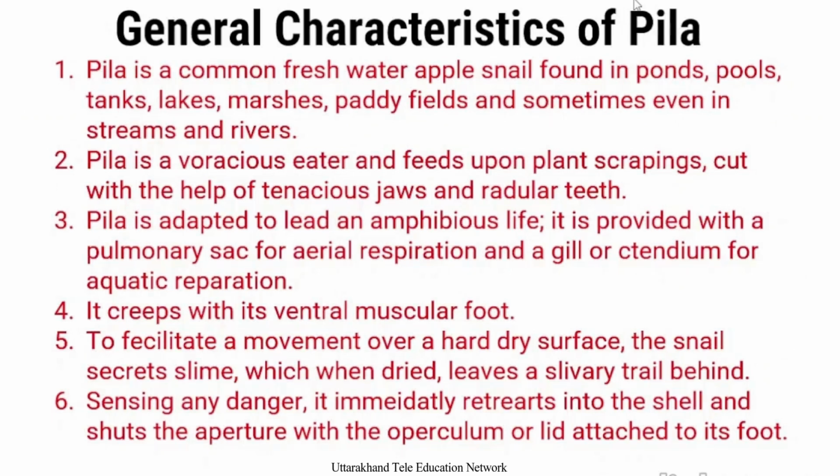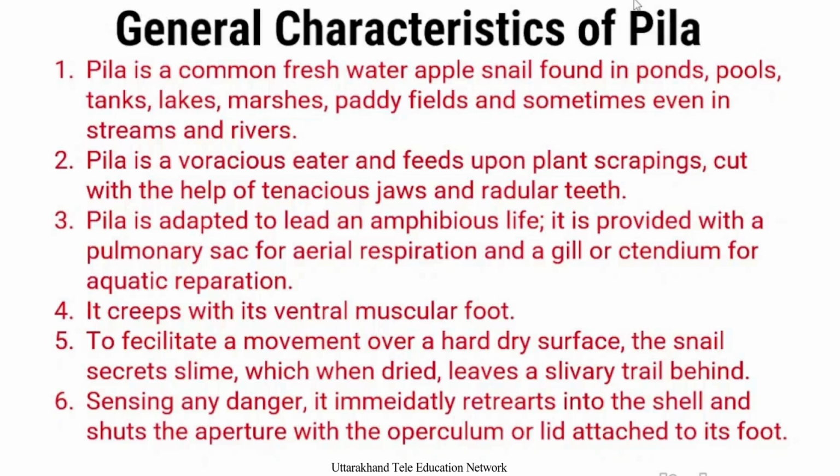General characteristics of Pila are: Pila is a common freshwater apple snail found in ponds, pools, tanks, lakes, marshes, paddy fields, and sometimes even in streams and rivers. It is a voracious eater, that means it is a very greedy feeder and feeds upon plant scrapings. And Pila cuts its food with the help of tenacious jaws and regular teeth.